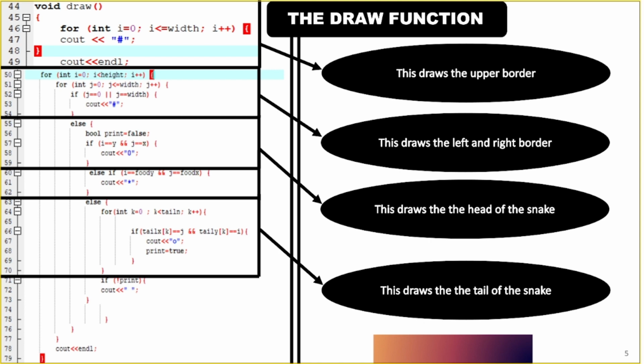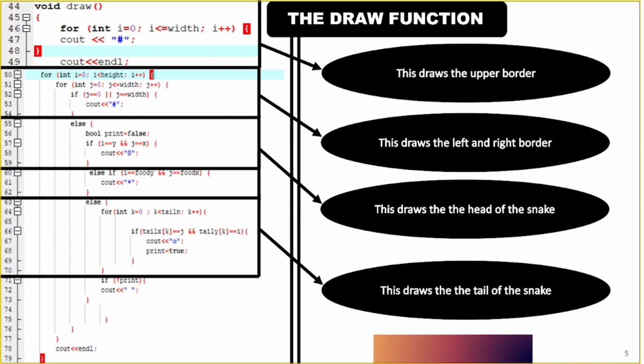Okay, now for the game grid, we use nested loops. For each cell, it checks whether it is on the left or right border. If so, it prints hash to draw the border. Okay, for drawing the snake's head, tail, and food inside the inner loop, the function checks the current position. If the position matches the snake's head given by x and y, it prints 0 to represent the head. If it matches the food position given by food x and food y, it prints the star to represent the food. And if it matches any segment of the snake's tail given by the tail x and tail y arrays, it prints O to represent the tail segment.